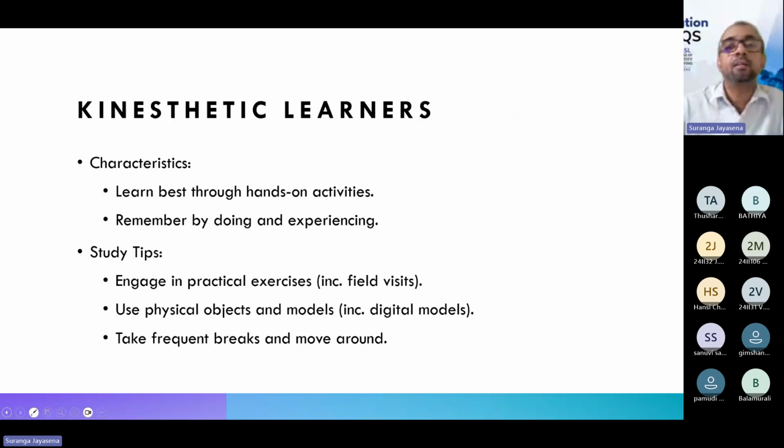Then there's another type of learner, the kinesthetic learner. Kinesthetic learners have the characteristic that they learn best through hands-on activities. Okay, doing the things or really experiencing the things. So you might learn best through that kind of activity. You remember your experience very well, so you remember things by doing and experiencing them.